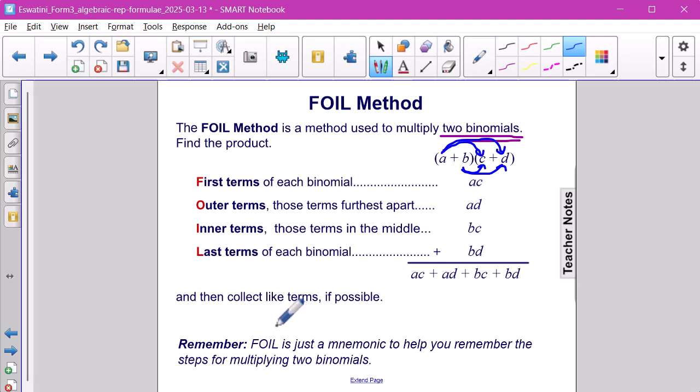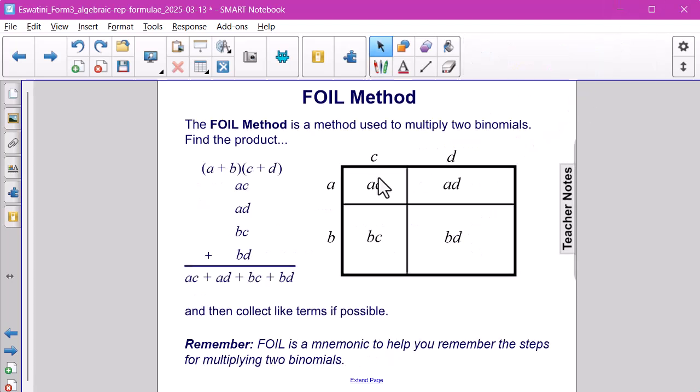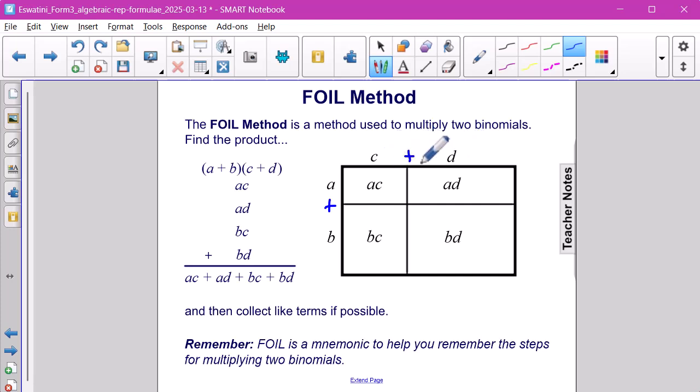And just again, a reminder, FOIL is just a mnemonic device that can help you remember the steps when you are multiplying two binomials. It only works with binomials. Here's a way to look at the multiplication process of the FOIL method with the area of a rectangle. So if we have a plus b, we can write them down along one side of a rectangle. And then we also have c plus d, that's going to be our length.